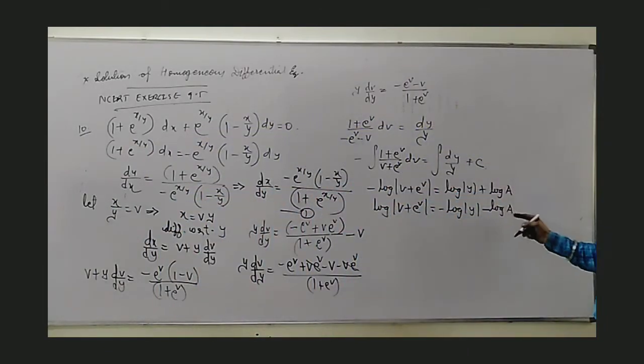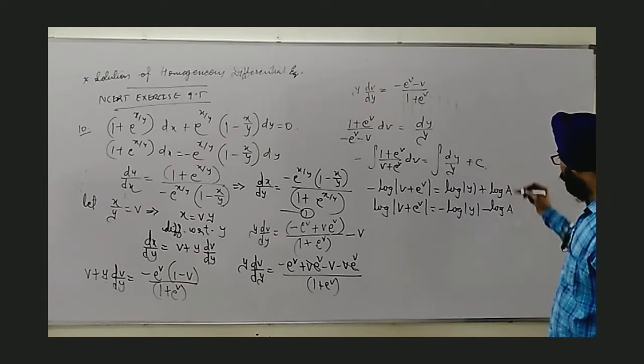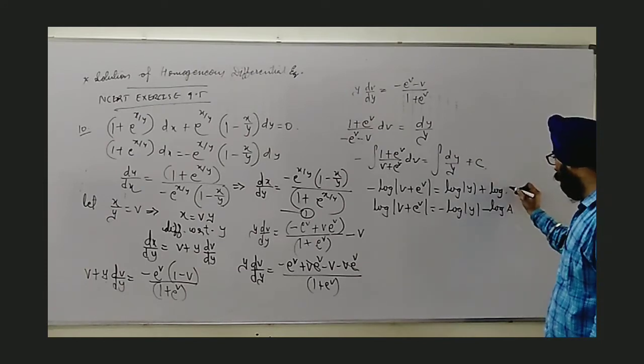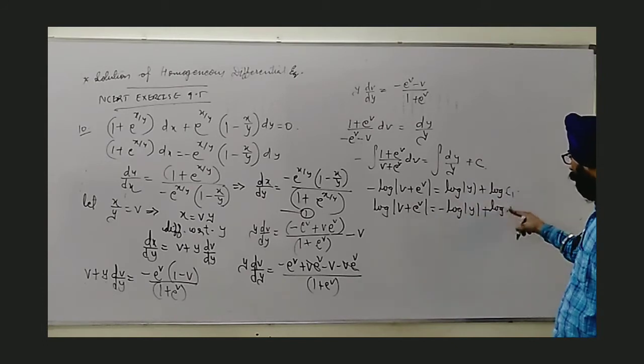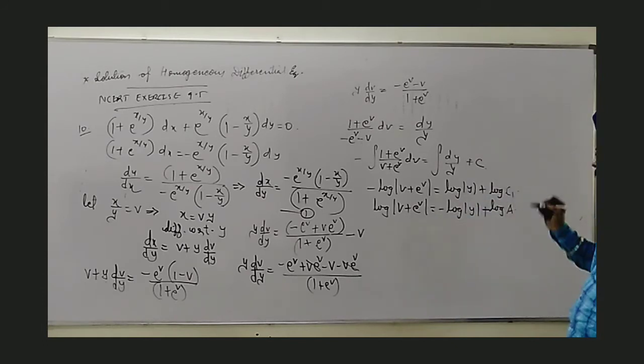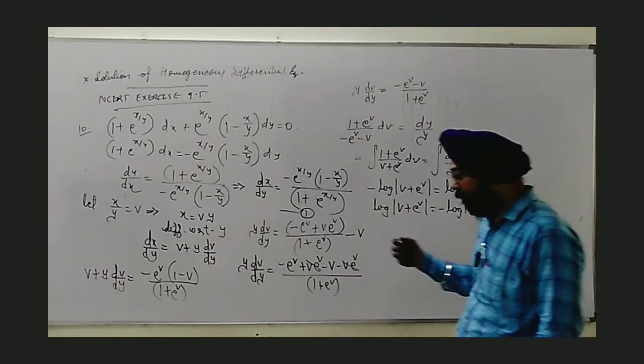And repeatedly I am saying, we can adjust this constant according to our wish. So let me tell you, this is C. I write this as log of C1, and this is the step where I get minus, so I will write plus log of A. That minus is also included here. The constant we can adjust according to our convenience.